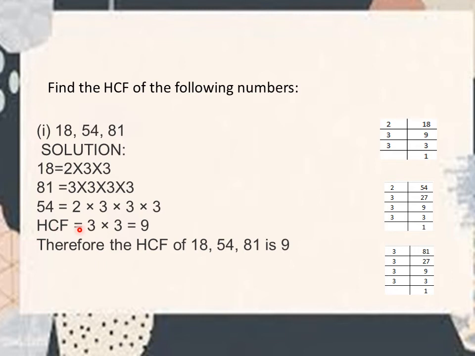Now HCF of which numbers? These 3 numbers, 18, 81 and 54. The common one we will take. So here what are the common ones? Here 2 is there, whereas 2 is not here. Here also 2 is there, 2 is not here. So we cannot take 2 now because 2 is not common for 81. Now 3 one time we have written here, 3 one time here, 3 one time here. So 3 we have taken once. Now we'll see here 3 also one more time, 3 also one more time, 3 also one more time.